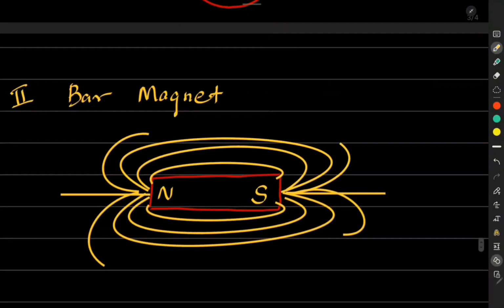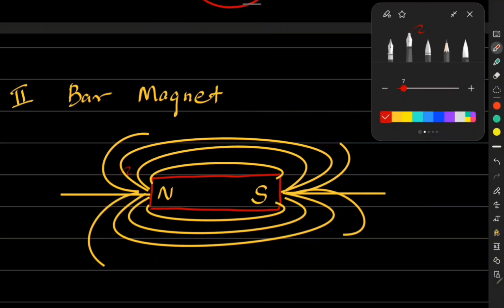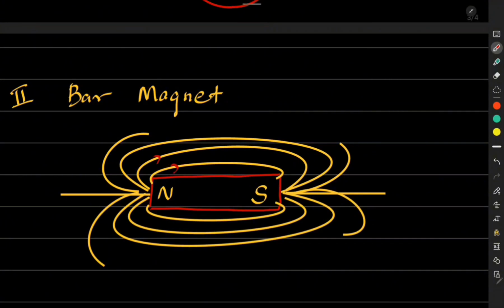The next one is the bar magnet. This is the north pole, and this is the south pole. These are magnetic field lines, and they travel from the north pole to the south pole. The magnetic field comes towards the south pole.